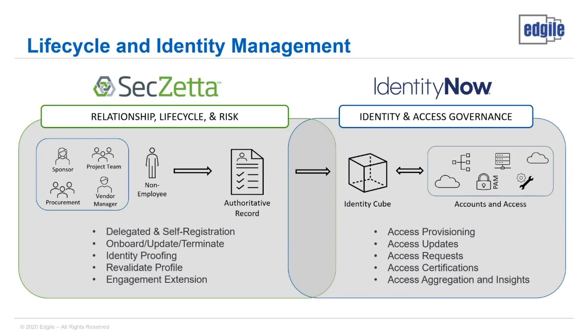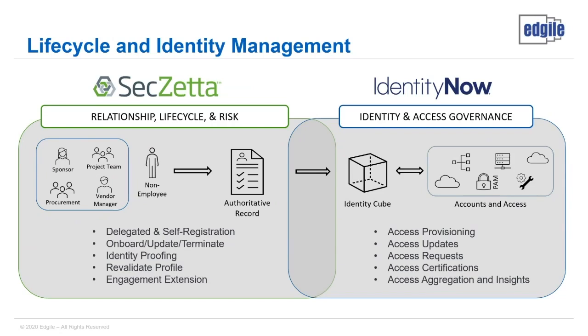We also are able to do things like, hey, Bob is coming on board next week. Let's make sure Bob is who he says he is before we provision his access. So we can do identity proofing in a digital, remote way. Profile revalidations, extension actions, termination, all of that is very proactively maintained within that authoritative record for the non-employee. And what's important is that authoritative record can then be used by Identity Now to drive all the relevant actions from the identity cube, right? So that's accounts and access. I'll let Saramya go a little bit more into the Identity Now side of this, as that's his expertise.